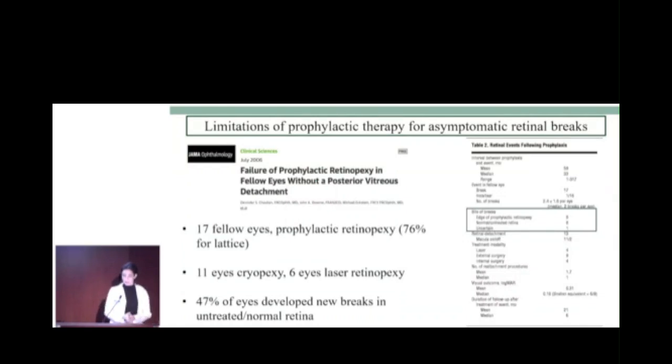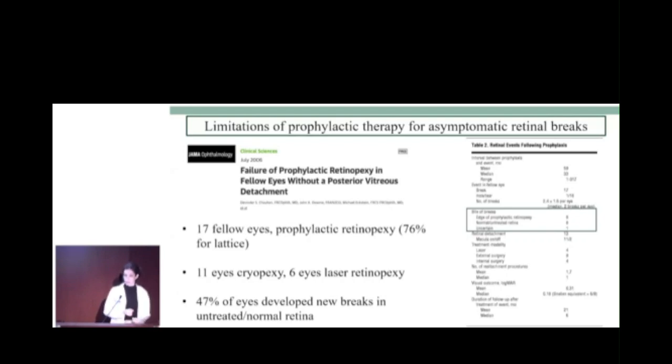So that also brings us, we looked at the numbers now and we looked at what we feel convinced about, which is treating an acute break. But when we talk about treating asymptomatic breaks, there are several limitations. One of the biggest ones that's cited widely is that we treat in areas that we see or perceive as abnormal, but that retinal detachments later occur from new breaks in previously normal retina or untreated retina. So one of the arguments for observing asymptomatic breaks is, are we causing more problems?